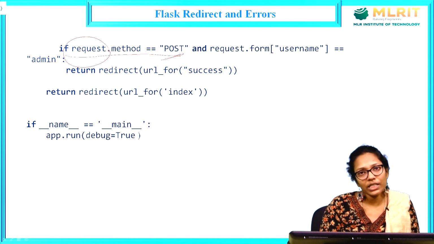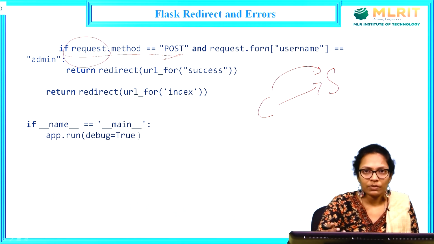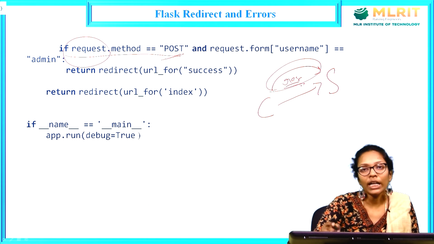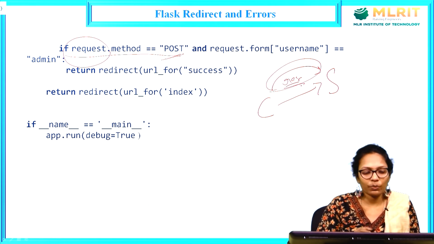Who will generate this request? The client will generate the request. Whenever the client is requesting the server, it will send some information, the client information. All this information will be stored in a predefined object called request. Whatever information you want, you can access it using the request object.